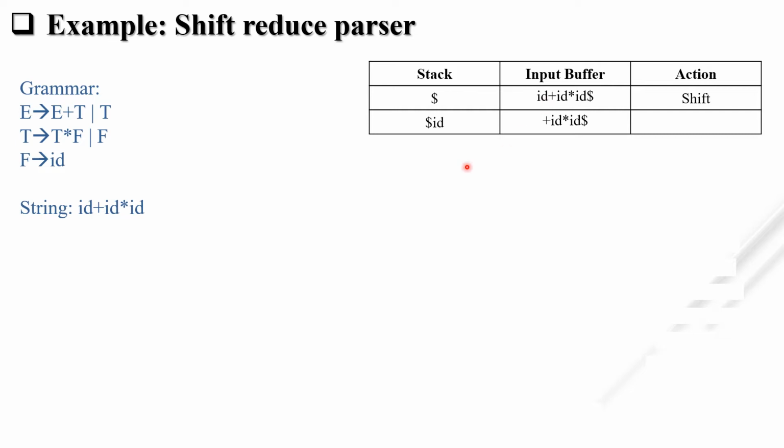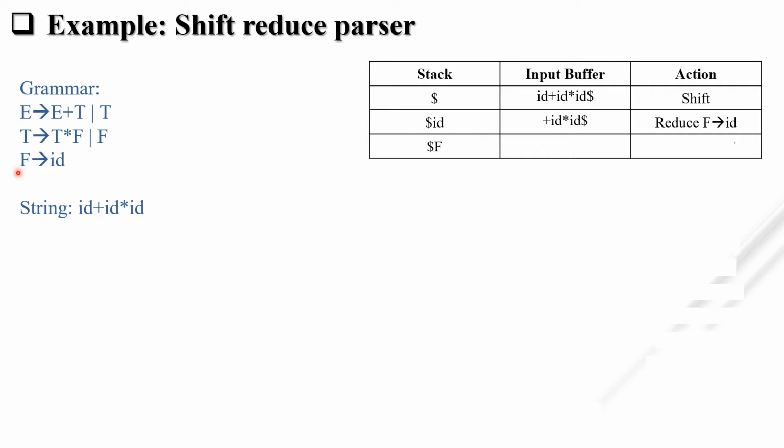Then is this ID a handle or not? Yes, it is a handle because it can be replaced with F. So reduce F tends to ID. Here we are performing handle pruning. That's why we can replace F tends to ID. Now next, do we have to shift, because F is not reduced by T? Yes, it can be reduced by T.